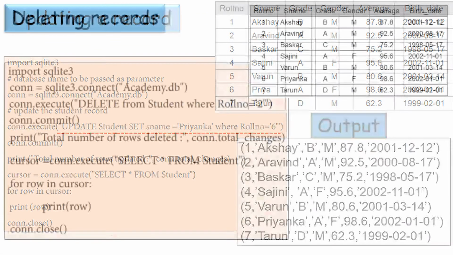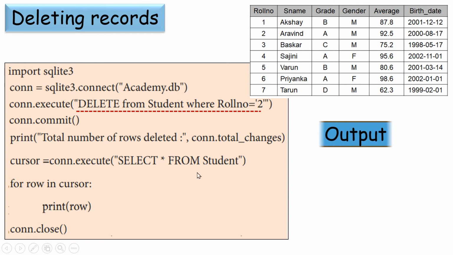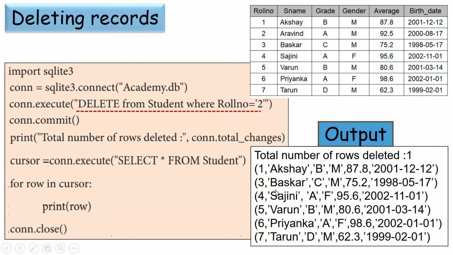To delete a record from the table, use the delete command. Delete from student where roll number is equal to 2. This delete command will delete the record which has roll number as 2. And then this command, select asterisk from student, will display all the remaining records. From the output, you can see that the record with roll number 2 has been deleted from the table.